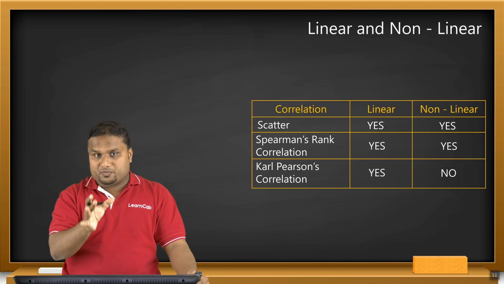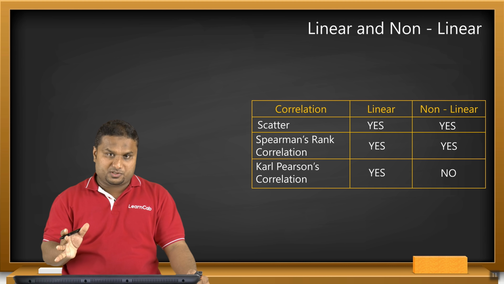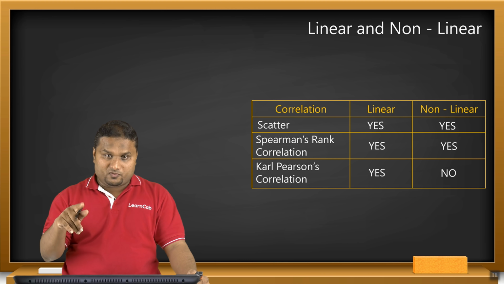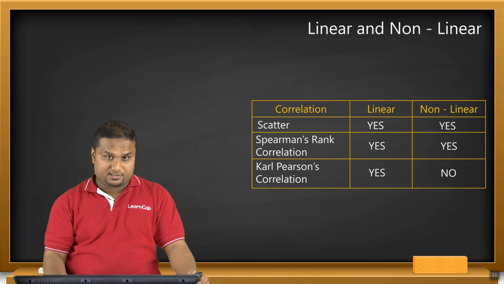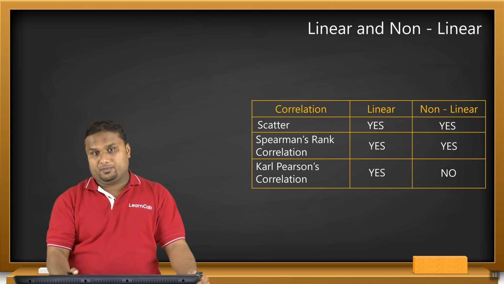The relationship to find out the correlation should be linear. It should be a mathematical relationship like y is equal to a plus bx, like that. It should not be y is equal to a to the power b raised to x, exponential. This relationship should be linear in Karl Pearson's. So you can remember this point.